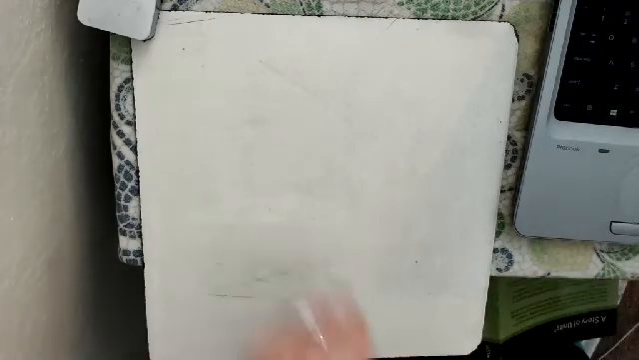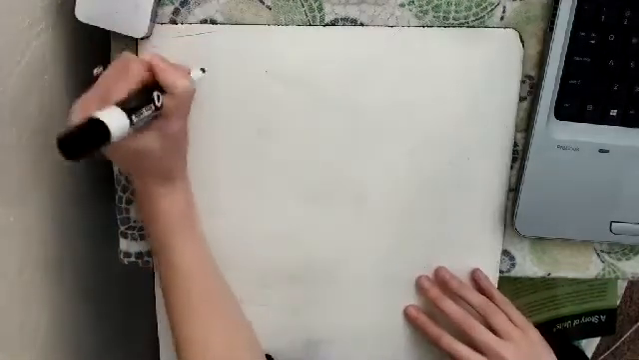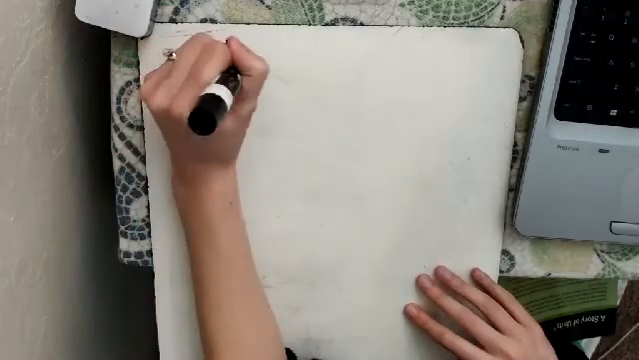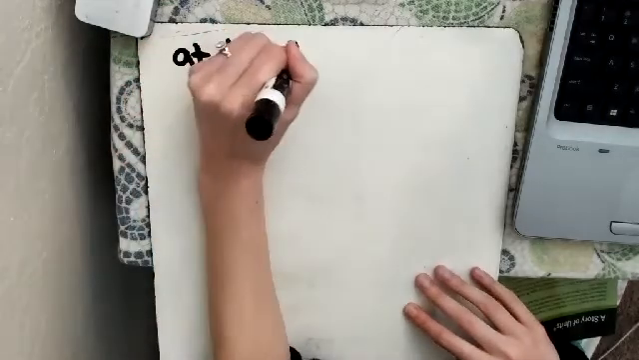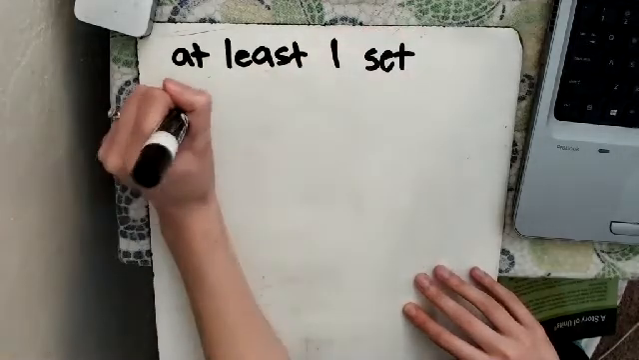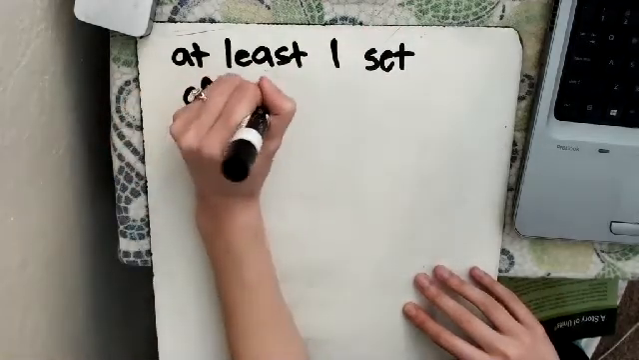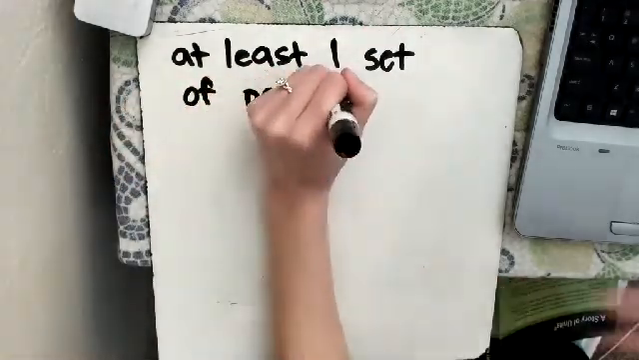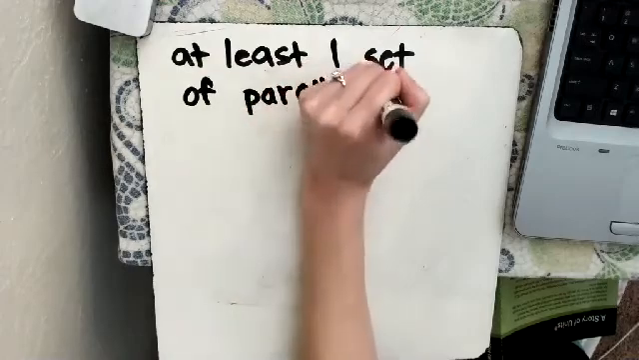Okay, last one that we're going to do, the final thing it wants you to do on your problem set today is to say if they have at least one set of parallel sides. At least one set. That means at least 2 sides that are parallel. At least one set of parallel sides.